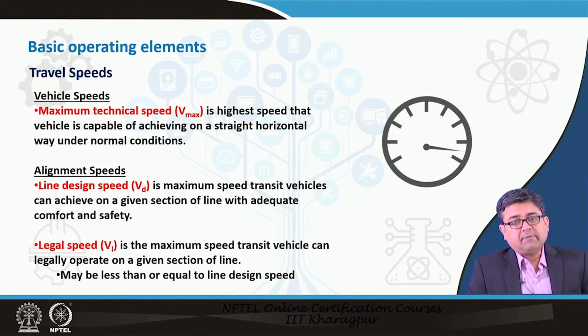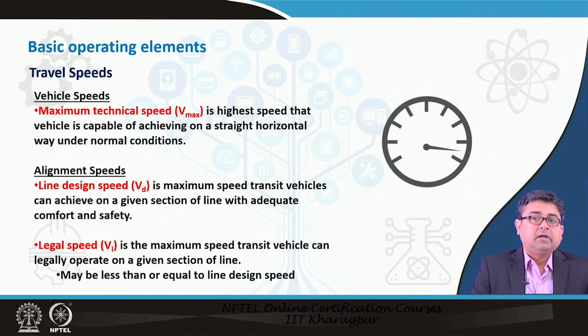Now that we have looked at the travel times, a similar phenomenon to look at is the travel speeds or vehicle speeds. These travel speeds have 4 different types of speeds that we will be looking at. The first one is called vehicle speed. So, maximum technical vehicle speed is the highest speed that a vehicle is capable of achieving on a straight horizontal way under normal conditions. Now, every vehicle has its limitations. Every vehicle on a transit line can only achieve a certain maximum technical speed.